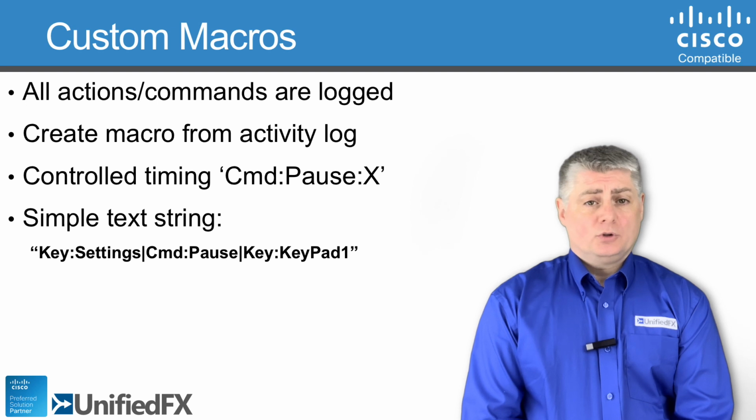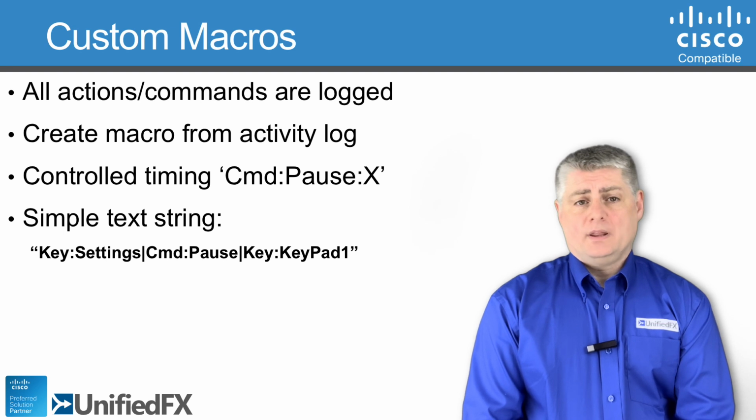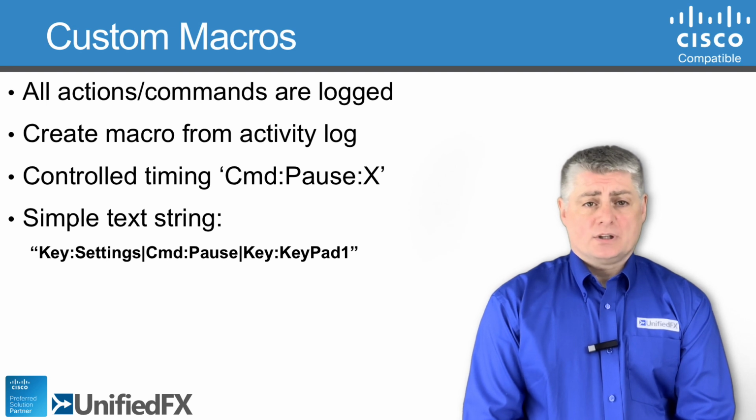Because all remote control actions are logged, you can use the log entries to create a custom macro. Simply perform the desired actions on a single phone, then create a macro from the activity log. In order to provide control of action timings, PhoneView includes a pause command. This will wait for 1 second by default with an optional argument in milliseconds.